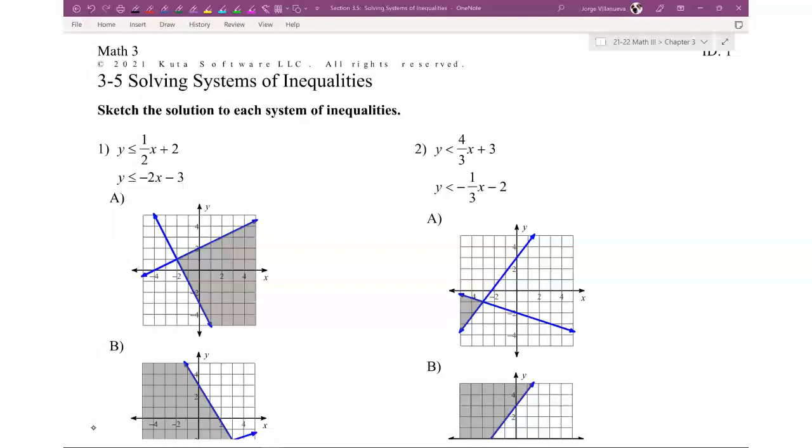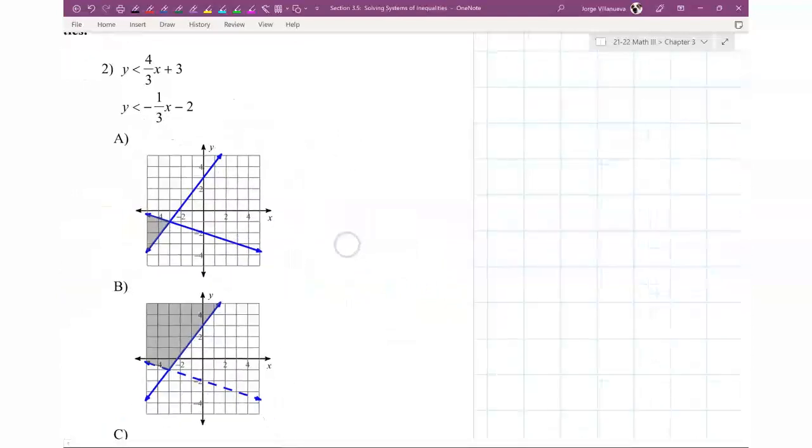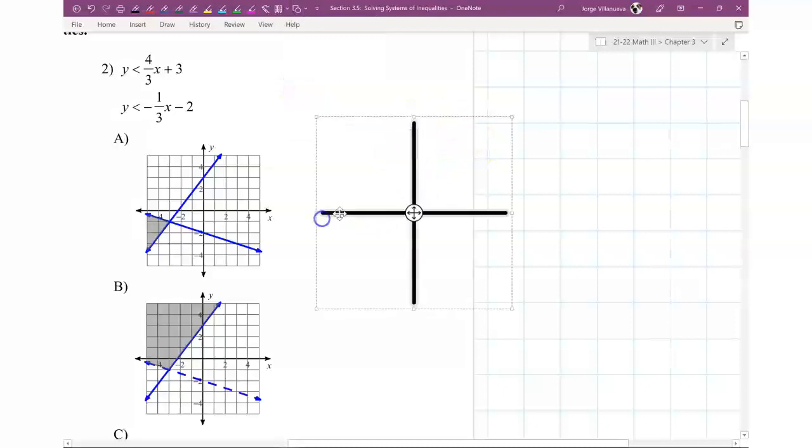Okay, question number 2. Now let me write that out here. And I'm not going to do it all over the place. It's already solved for y. So let me show you what I would do in this situation. So I would make a chart. Okay. So here's my chart. Okay. And I'm just going to make some tick marks here.